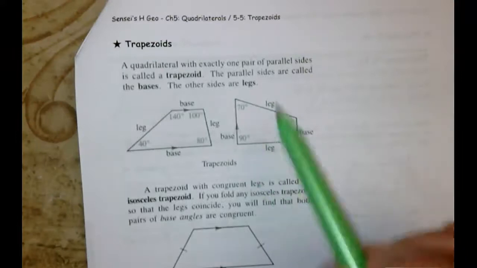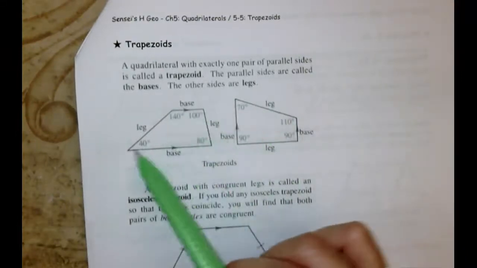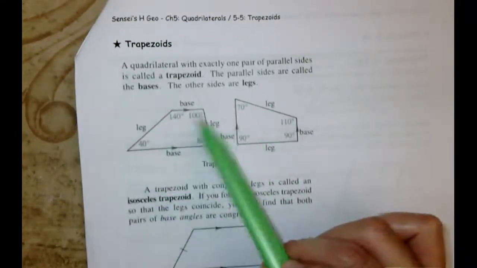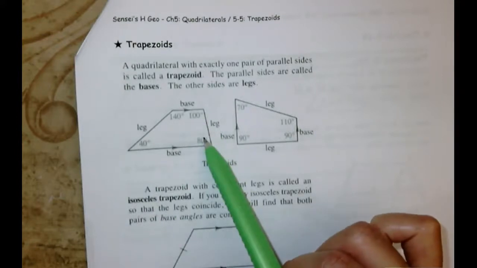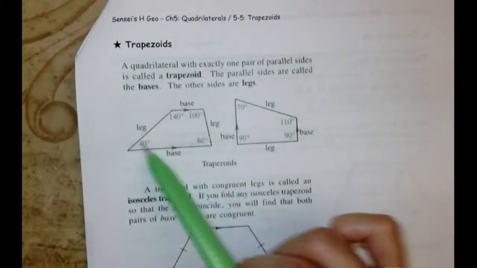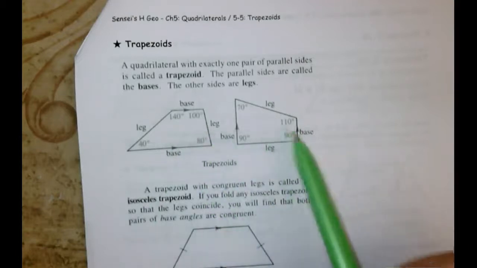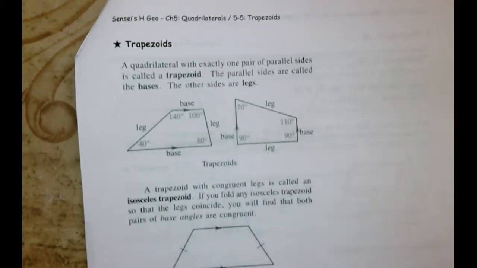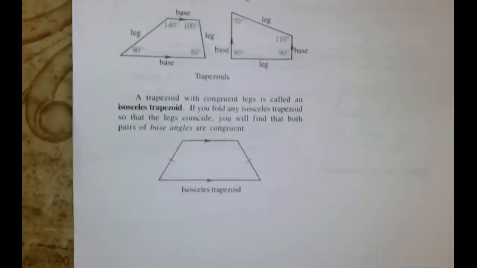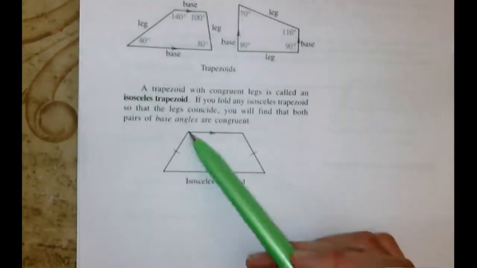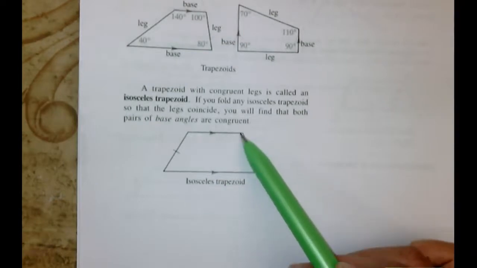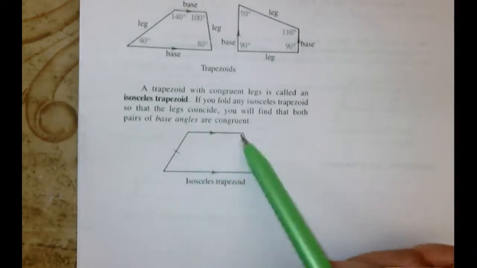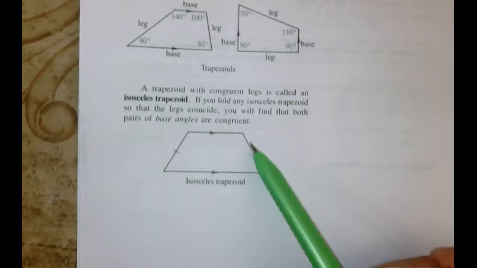Okay, all right. And as you see, because these are parallel, these are supplementary, and these are supplementary. But because it's not a parallelogram, these don't have to be supplementary. Same thing here. These are supplementary, but these aren't. Okay? And an isosceles trapezoid is a trapezoid with two congruent legs. So one pair parallel and two congruent sides.